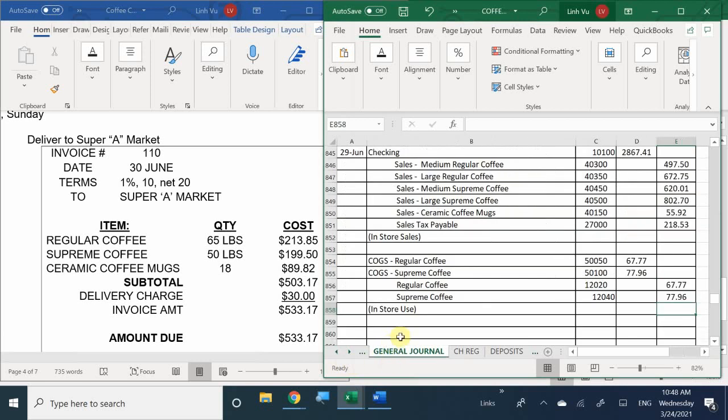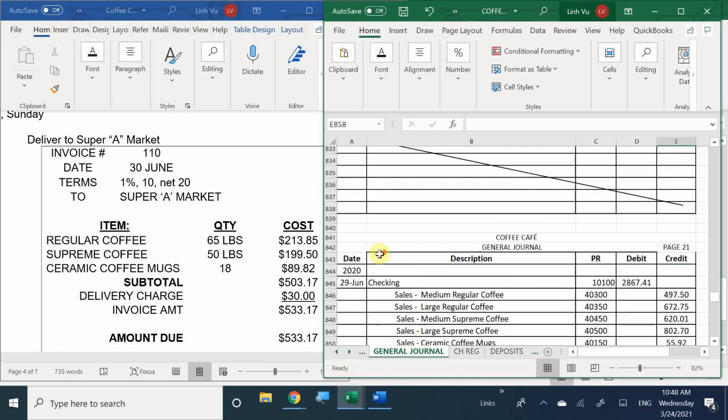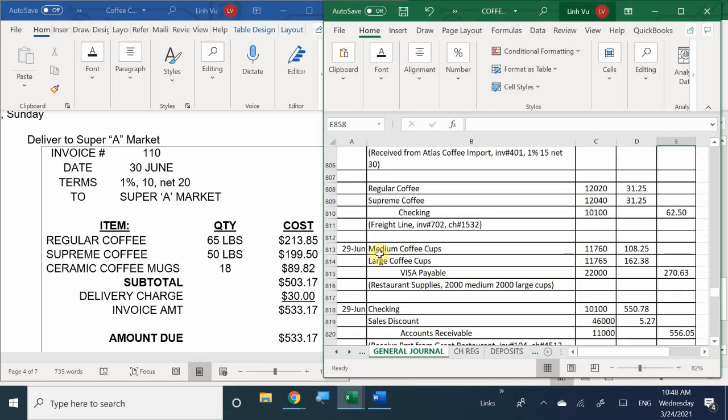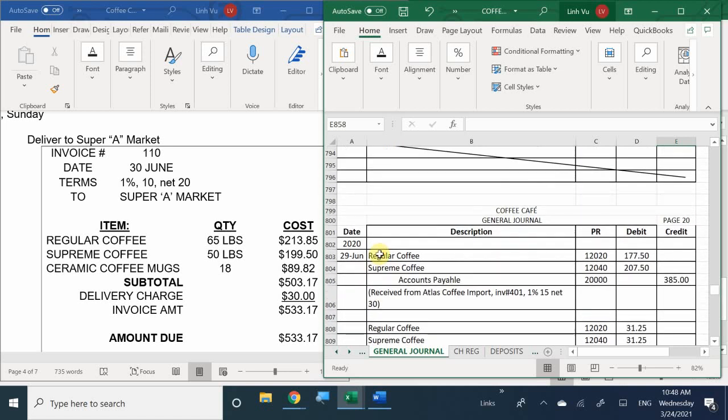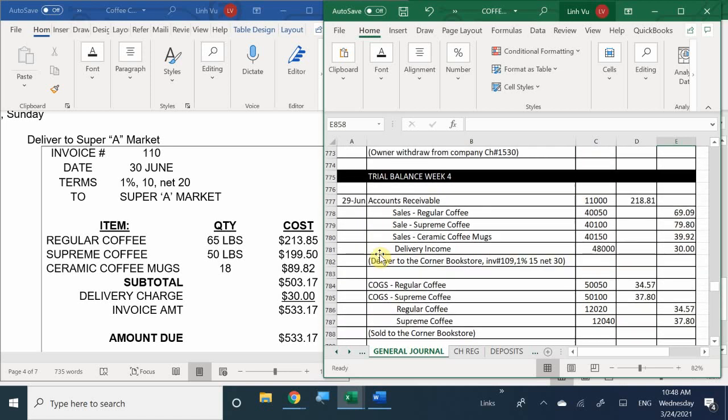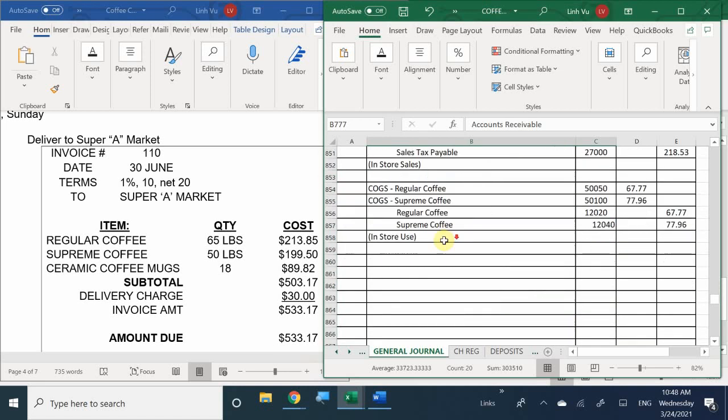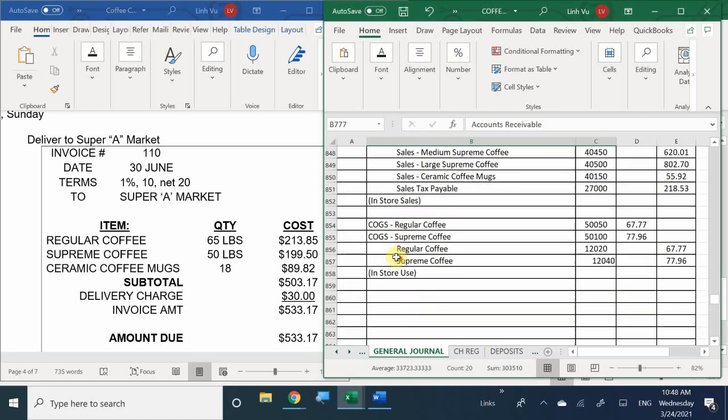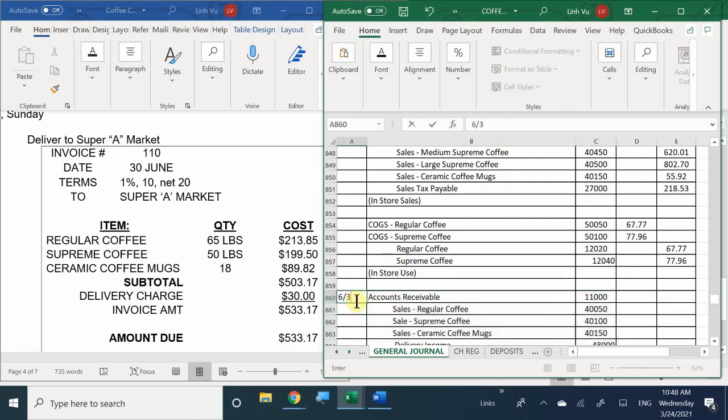Super A Market. So once again, I'm just going to find one that we've already previously done. Should be up here. Accounts receivable, sales. Perfect. $630.